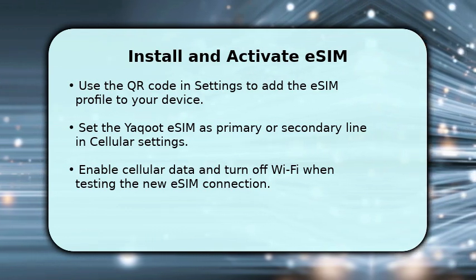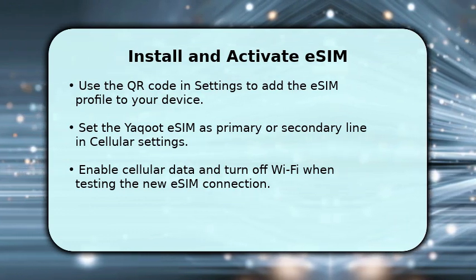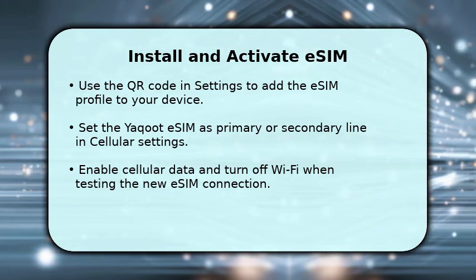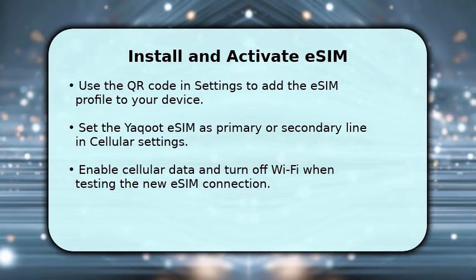Set the Yaqoot Esim as your data line if you want data over that profile. Enable cellular data and turn off Wi-Fi when testing the new eSIM connection. Restart the phone if activation does not complete within 2 minutes.